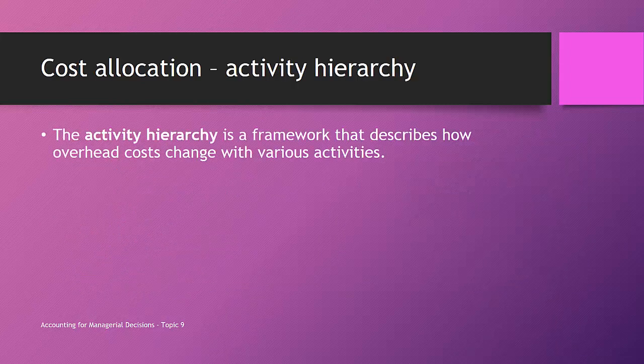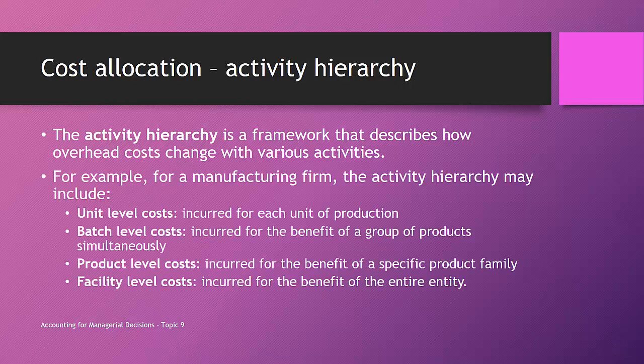We have an activity hierarchy, and that's just a framework to describe how overhead costs change with various activities. And you may have an example for a manufacturing firm, and what you're seeing there is we're expanding out from the unit level. So from each unit of production, so it might be just a single product, to a batch of products, to an entire family of products, to the entire manufacturing facility. And so different things will happen at different levels.